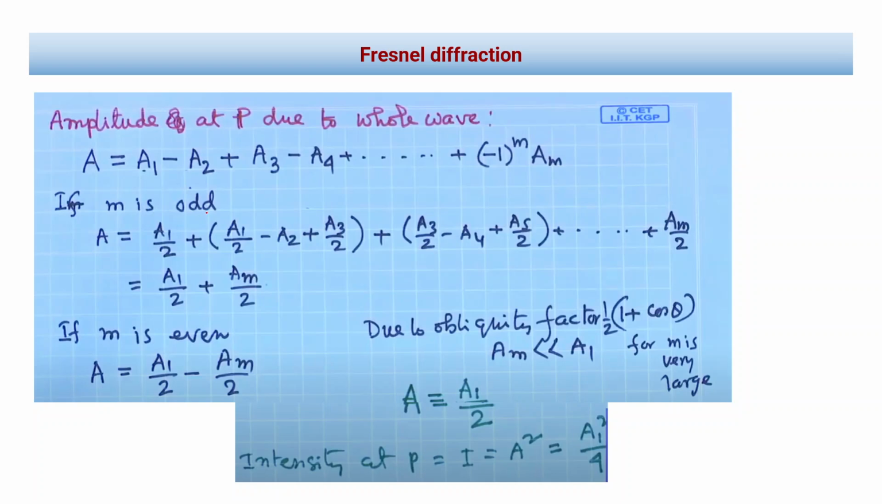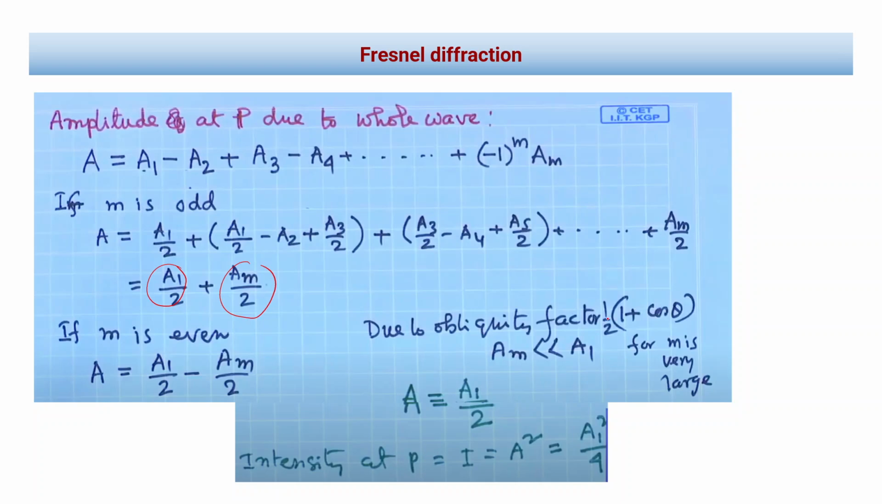If this mth zone is odd, then the final amplitude will be A1 by 2 plus AM by 2. If M is even, then it will be A1 by 2 minus AM by 2.